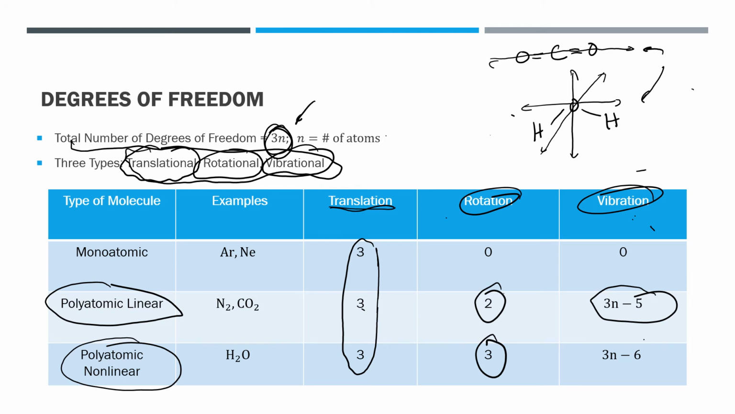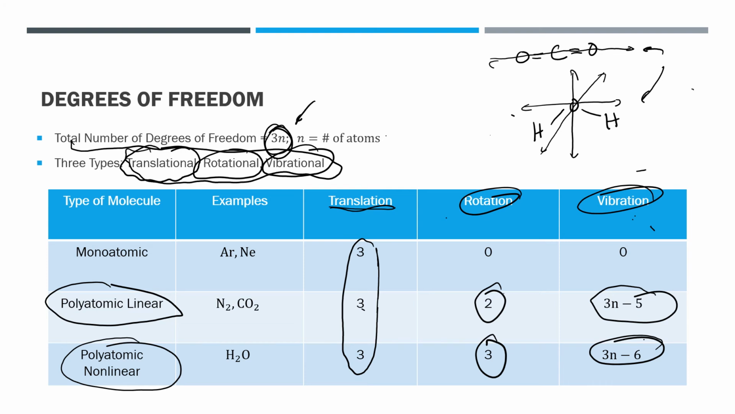And if we do the same thing for the polyatomic nonlinear, we know that we have 3 translation and 3 rotation. So 3n minus 6 needs to be the number of vibrational degrees of freedom so that we have a total number of degrees of freedom of 3n.